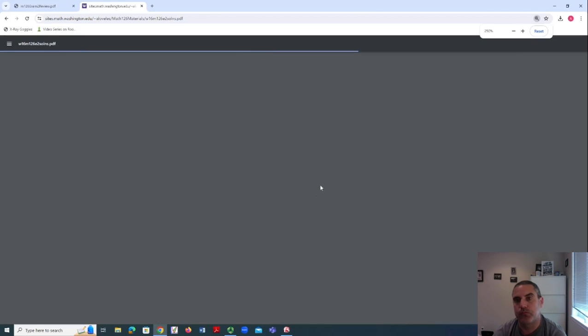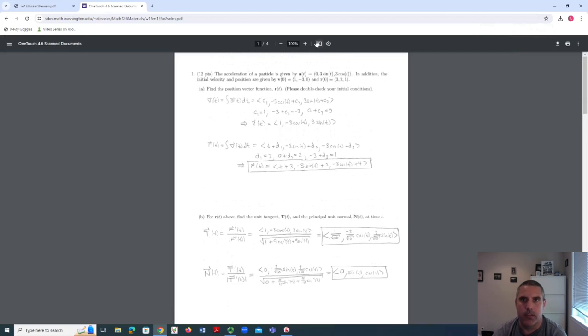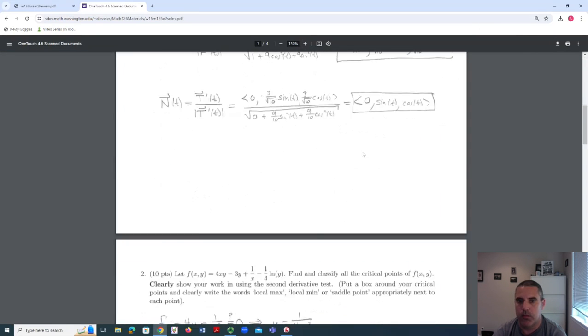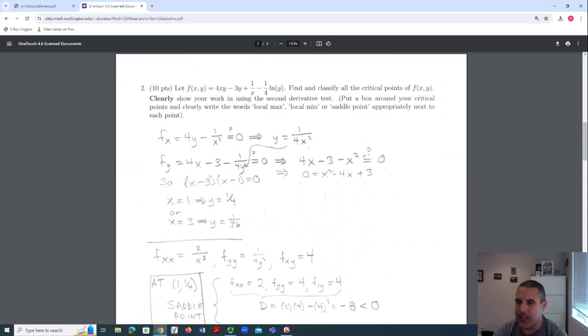I don't know this one. Again, the 13.4 question, let's skip. That's all 13.4. Find and classify the critical points. Take the partial derivatives, set them both equal to 0. In this case, I don't see a natural way to factor, and so then I'm going to take one equation and solve for one variable and substitute into the other equation.